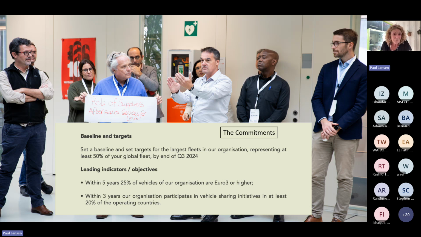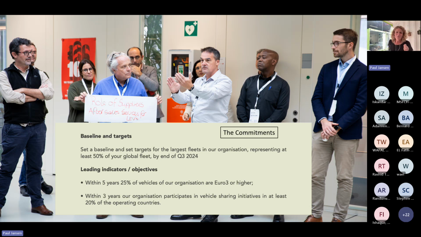The first one is to set a baseline and a target for the largest fleets in their organizations, more or less representing at least 50% of the global fleet. So that is a commitment that many of your organizations have made: first we want to set a baseline, we want to know how many emissions we have, and then we also want to set a target for us to reduce these emissions.